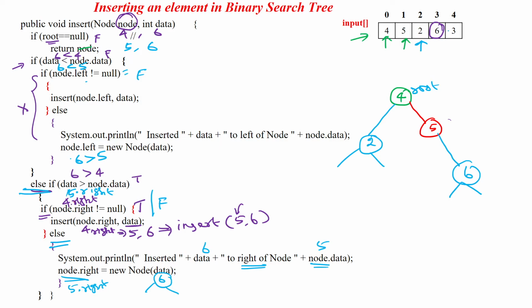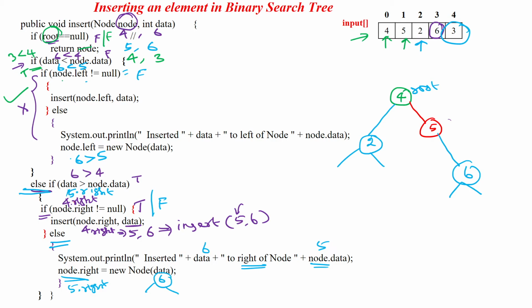Then we are going to insert another node, 3. Here also we pass the root value, which is now 4. The data to be inserted is 3. Now we are checking root is null. No, it is false. Then we come to this if statement. In this if statement we are checking data 3 against node data 4. So this condition is true, and this true block will execute.